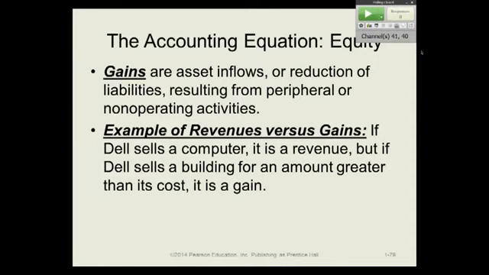You're not in business to sell a car. So take an example of Dell Computer. If Dell Computer sells a computer, it's revenue to them because that's their normal business operation. Right? They're in business to sell computers. That would be considered revenue. If Dell sells a building for a gain, for an amount above cost, that is not considered revenue. It's still income, but it's called a gain.